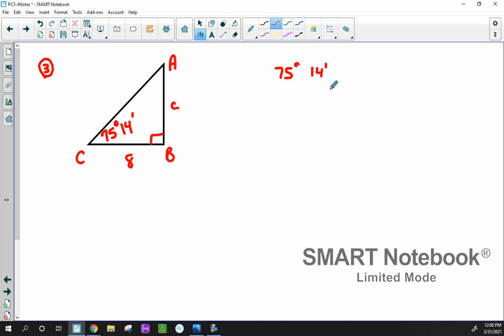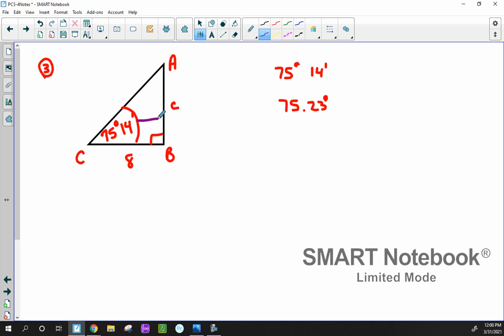And then 14 divided by 60, and you're going to get 75.23 repeating. So I'm just going to do 23 and put my little degree mark on that. So 75.23 degrees is what you'll use in your trig equation.